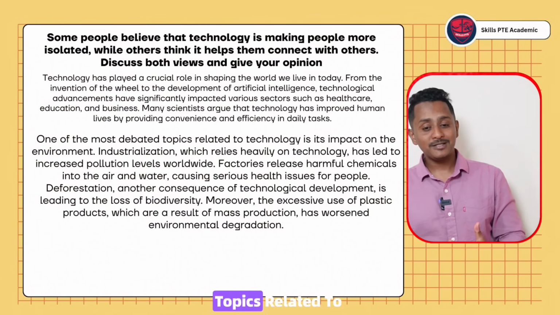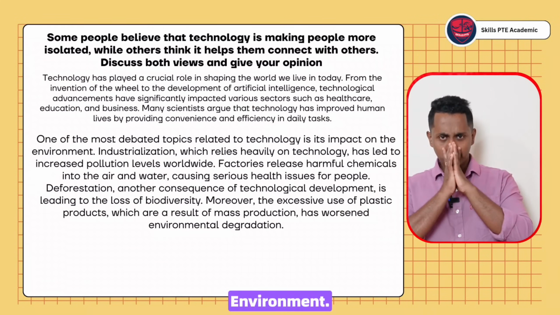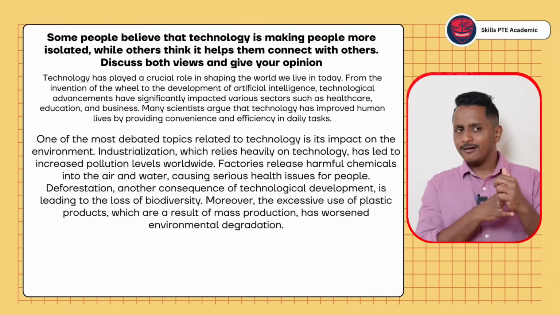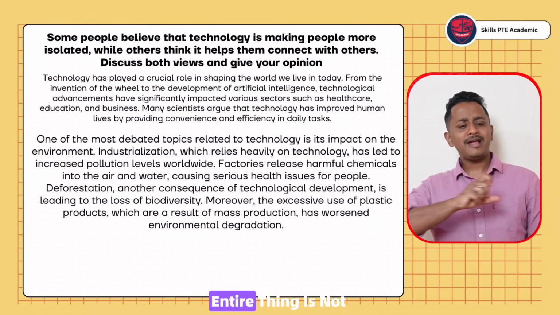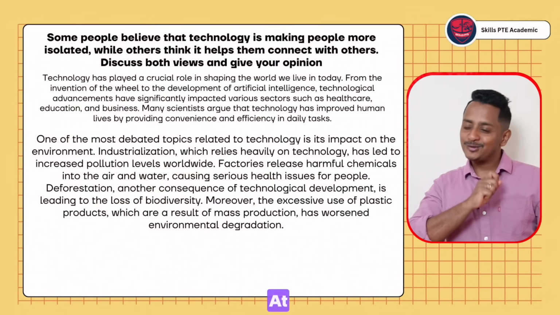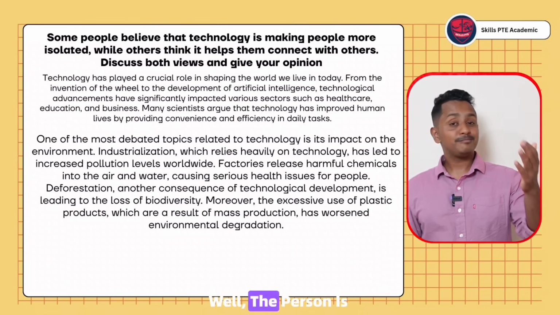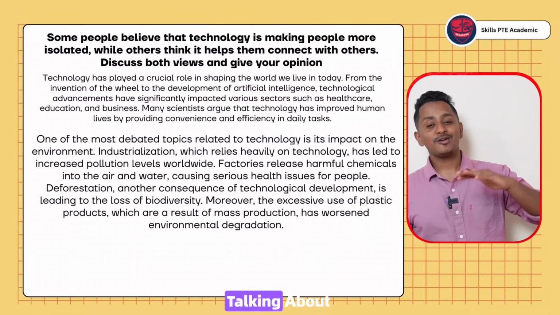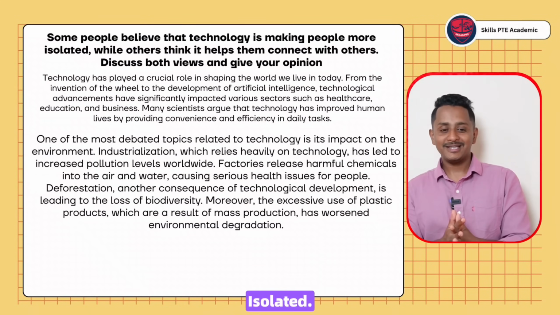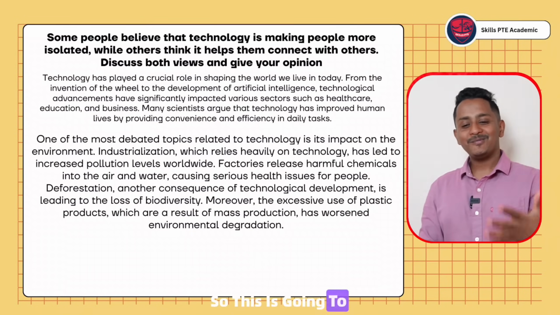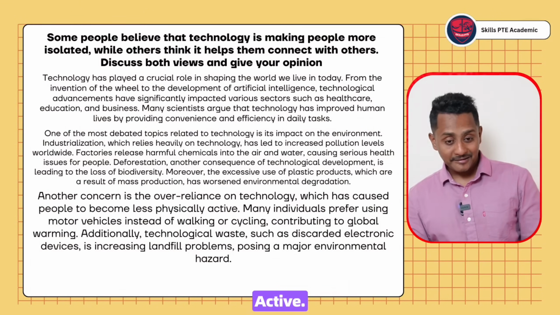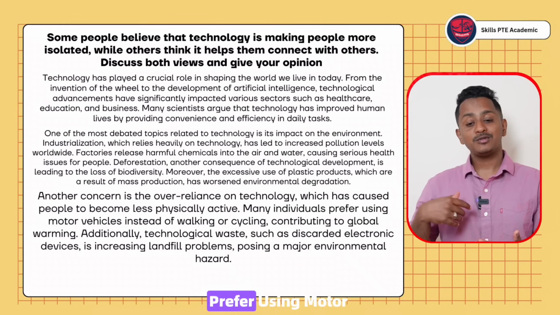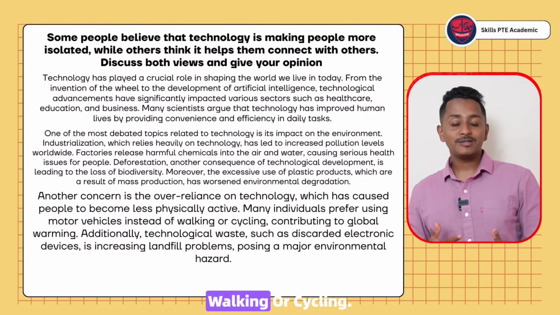One of the most debated topics related to technology is its impact on the environment. Okay, the question is not about whether technology has an impact on the environment. Industrialization, which relies, the entire thing, is not at all with respect to the question. Well, the person is writing about technology, but is not talking about technology making people more isolated. Correct? So this is going to be a big blunder. If you see the third paragraph: another concern is the over-reliance on technology, which has caused people to become less physically active. Many individuals prefer using motor vehicles instead of walking or cycling.